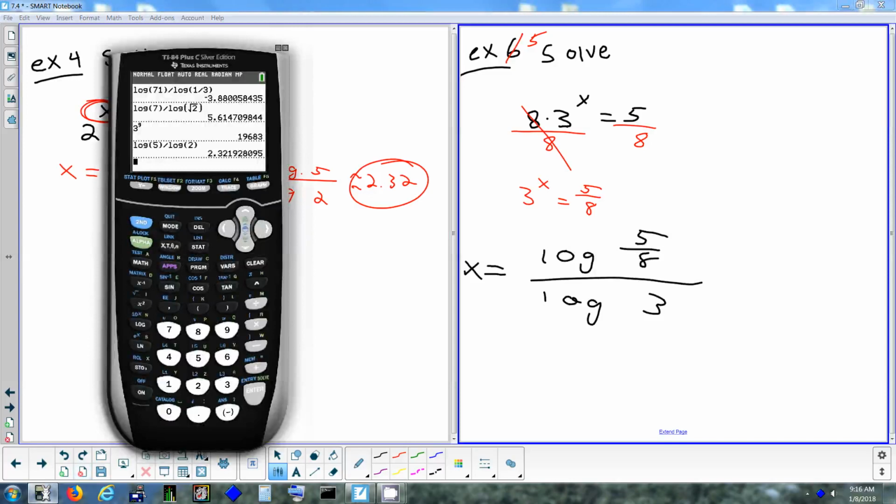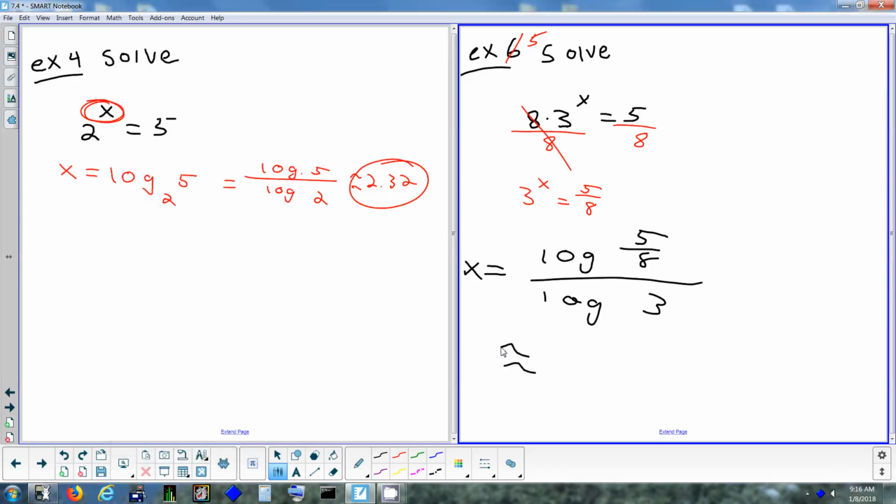Okay, so let's see what we get. Log of 5/8 divided by log 3. It's not as important that I close the parenthesis at the end because there's nothing coming after it, but if you want to, you can. And we get negative 0.43. Any questions on that one? All right, so again, pretty straightforward. One extra step, just dividing by 8 in the beginning.